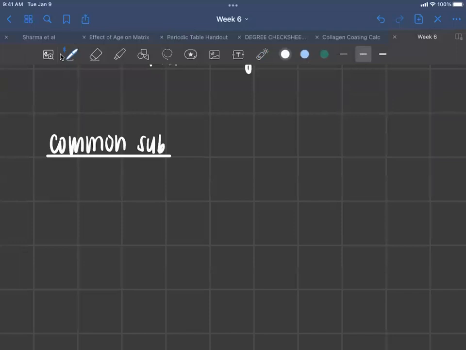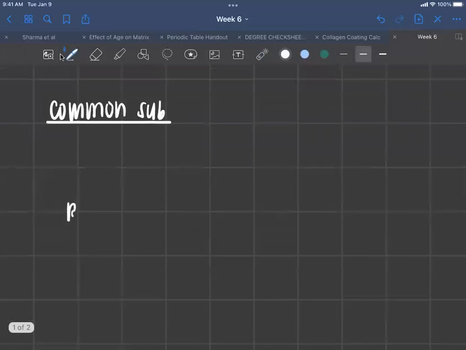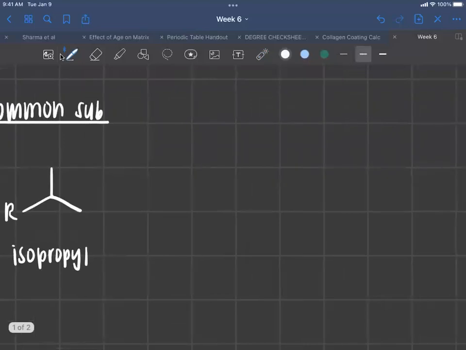We have one with 3 carbons, and then the other 3 will have 4 carbons. Starting off with the one with 3, I kind of see it as like a tilted Y. This is called isopropyl. And of course our R just means the rest of the molecule. It could be a hydrogen, it could be another long chain, it could be a ring, it could be anything.